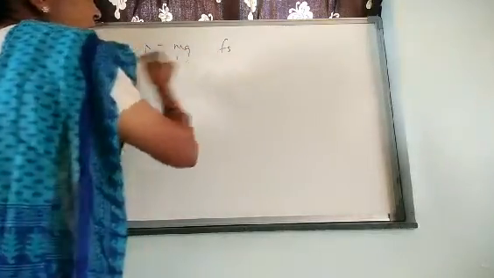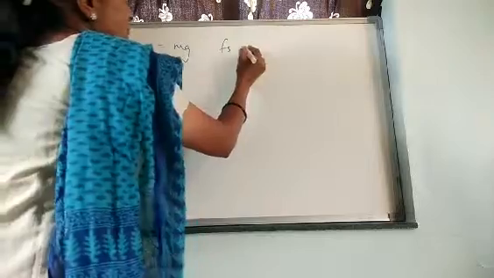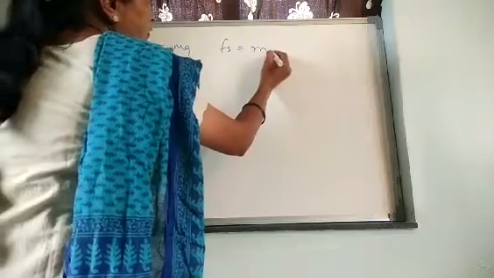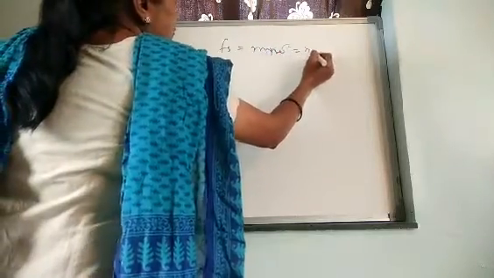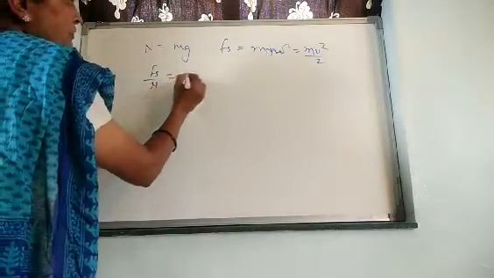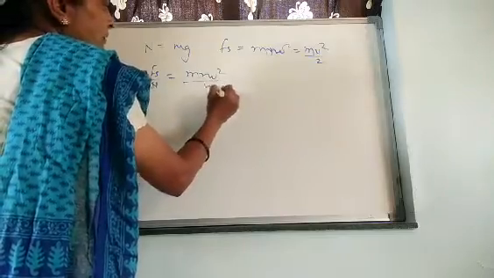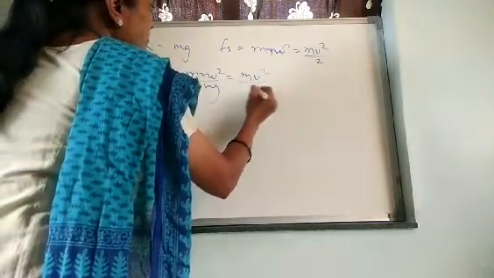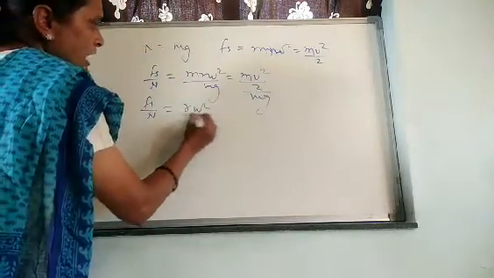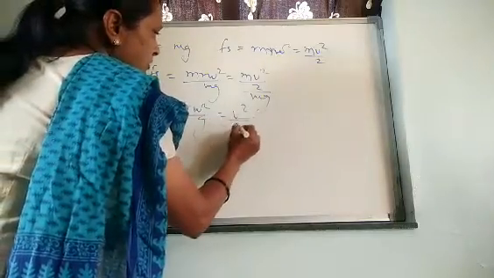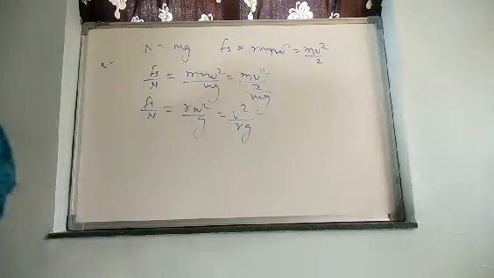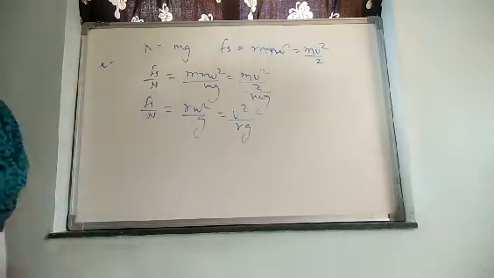Here, the force of friction balances the centrifugal force, so Fs is equal to m r omega square, or it will be equal to m v square upon r. As you know, Fs upon N is equal to m r omega square upon mg, or m v square upon r upon mg. That means Fs upon N is equal to r omega square upon g, or v square upon rg. Here the radius r of the circular track remains constant, and N is equal to mg, which is constant.